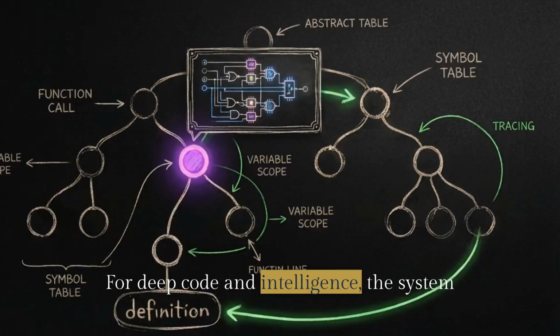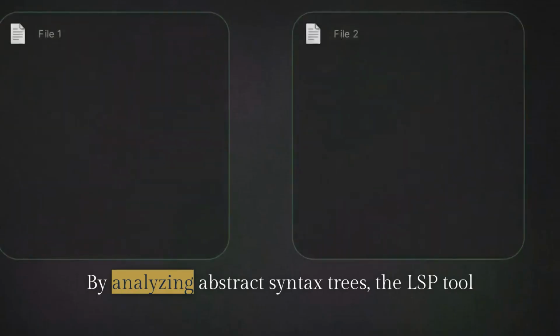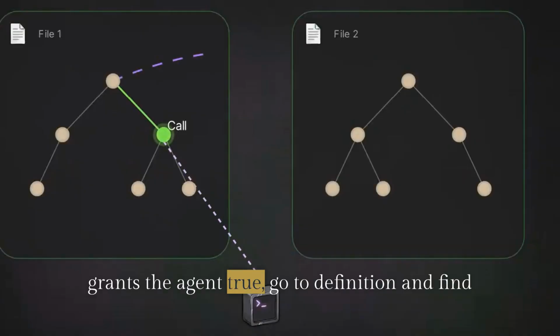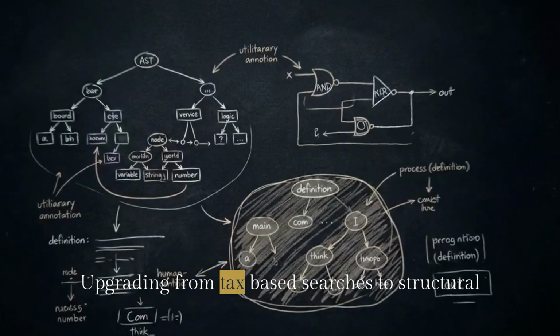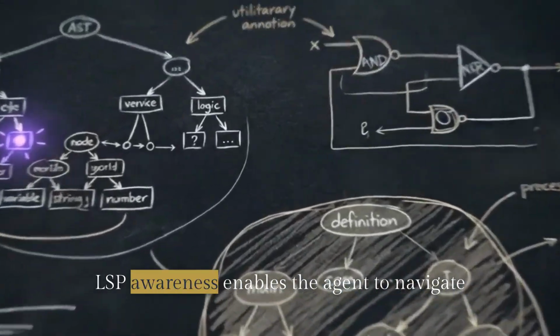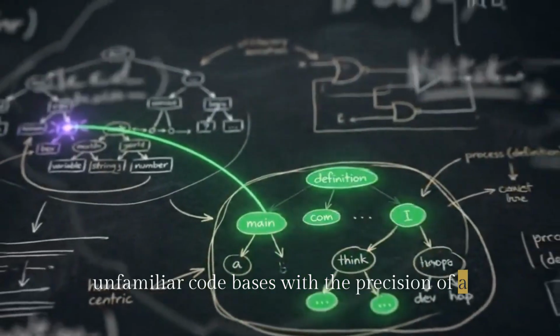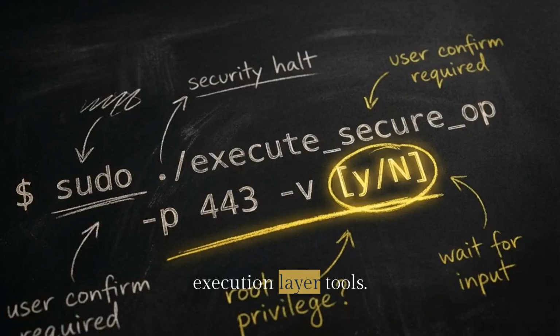For deep code intelligence, the system utilizes a language server protocol tool. By analyzing abstract syntax trees, the LSP tool grants the agent true go-to-definition and find references capabilities. Upgrading from text-based searches to structural LSP awareness enables the agent to navigate unfamiliar codebases with the precision of a senior engineer. Operational authority is handled by the execution layer tools.